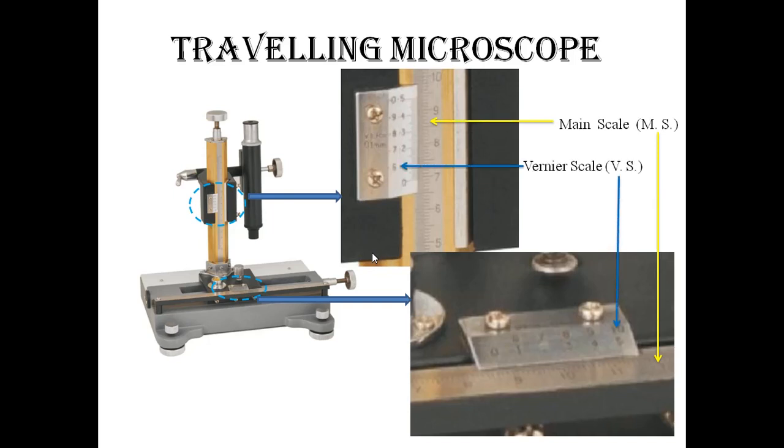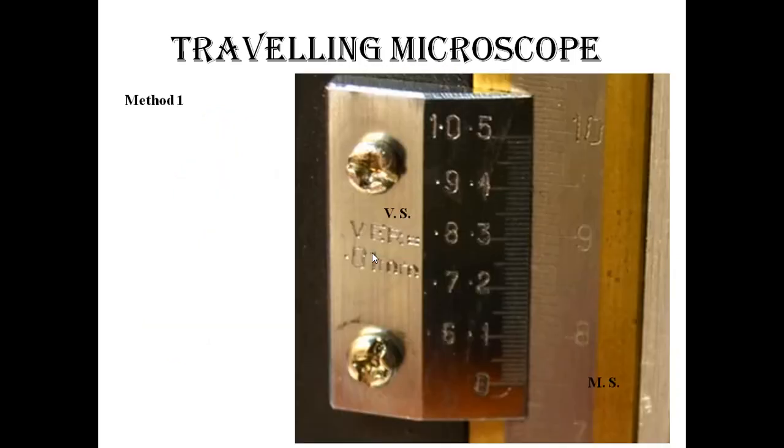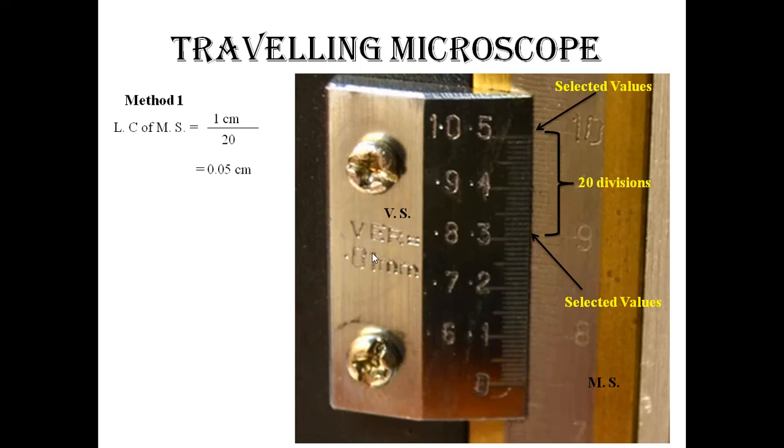Now we will calculate the least count of the traveling microscope by two methods. In method number one, we take two selected values, here 9 and 10, and the number of divisions between the two selected values is 20. Now the least count of the main scale is 1 centimeter divided by 20, which is 0.05 centimeter.